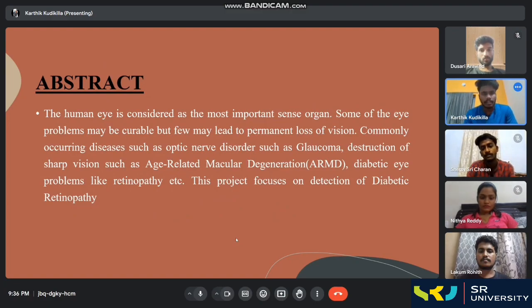Coming to the abstract, the human eye is considered the most important sense organ. Some of the eye's problems may be curable, but a few may lead to permanent loss of vision. Commonly occurring diseases include optic nerve disorders such as glaucoma, destruction of sharp vision such as age-related macular degeneration, and diabetic eye problems like retinopathy. This project focuses on the detection of diabetic retinopathy.